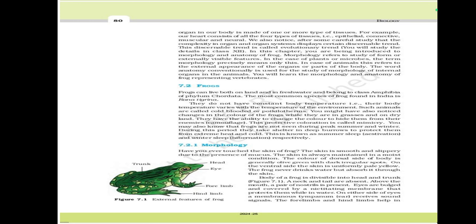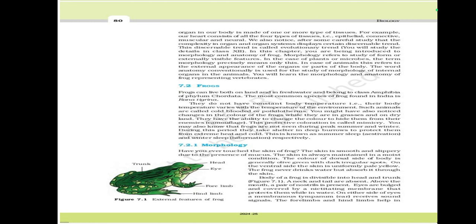Morphology: head, eye, forelimb, hind limb, trunk. Have you ever touched the skin of frog? The skin is smooth and slippery due to the presence of mucus. The skin is always maintained in a moist condition, generally olive green with dark irregular spots on the dorsal side. On the ventral side, the skin is uniformly pale yellow. The frog never drinks water but absorbs it through the skin.